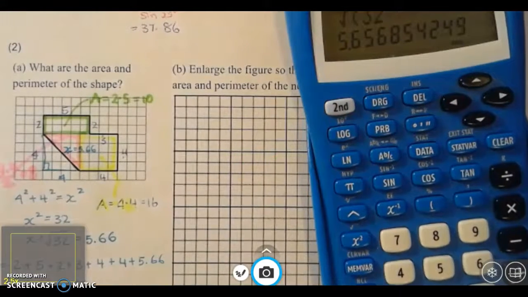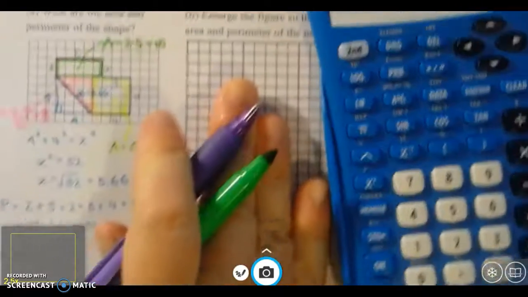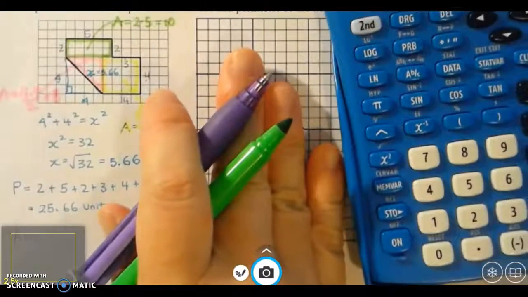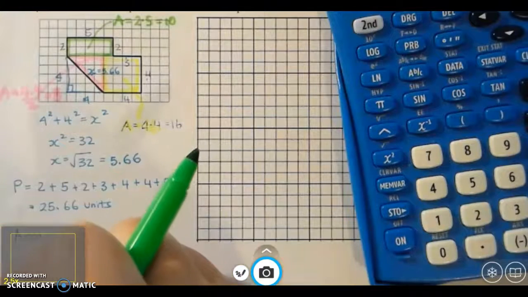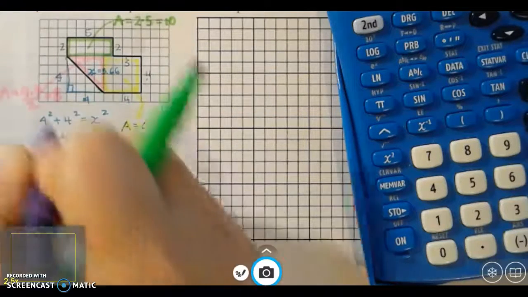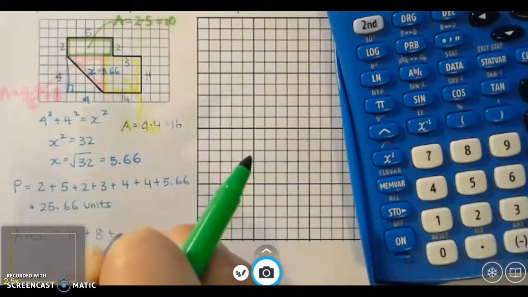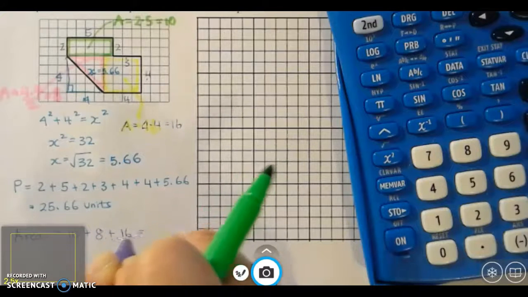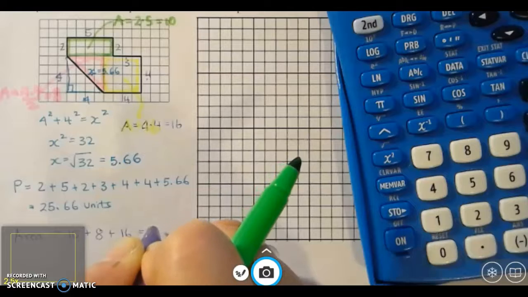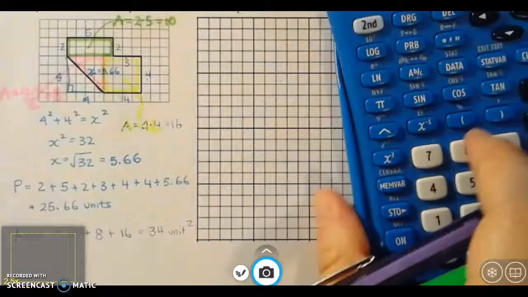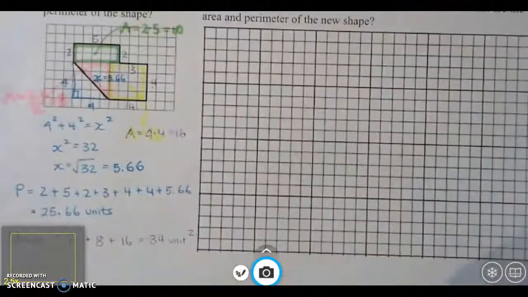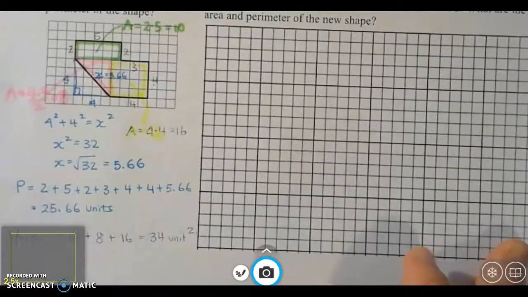So the total area is going to be the sum of all the parts. So that's going to be, green area was 10, the pink area was 8, the yellow area was 16. So that's 24 plus that's 34 units squared. Okay, great. Now we need to enlarge this shape and then find its area.